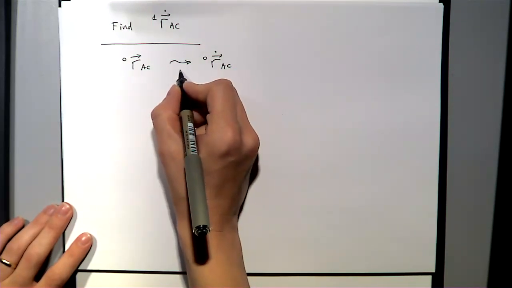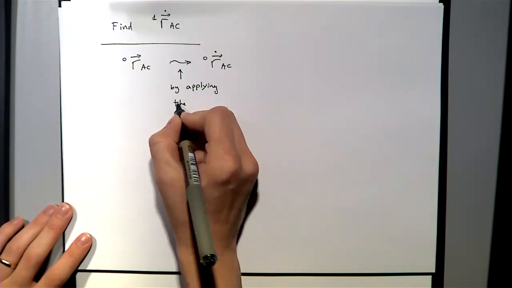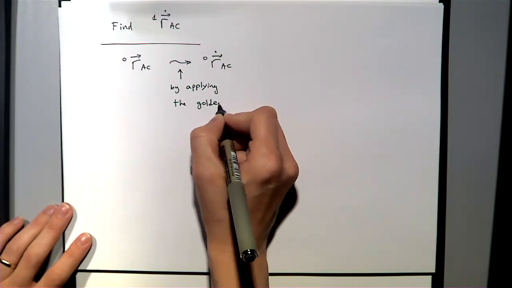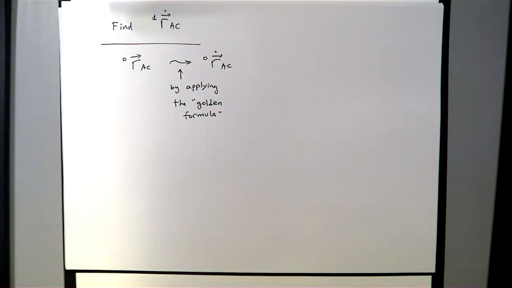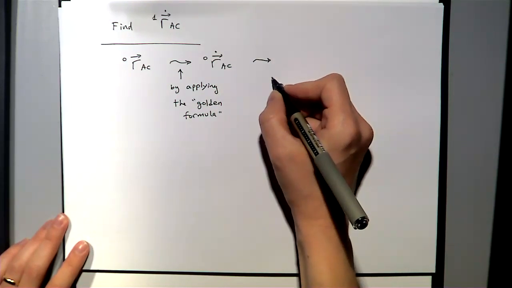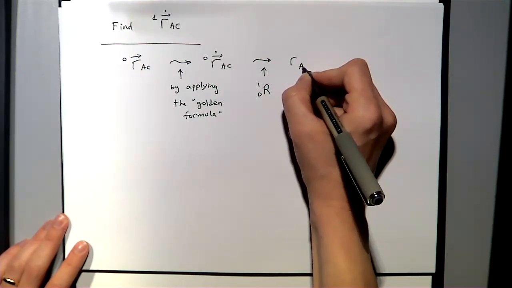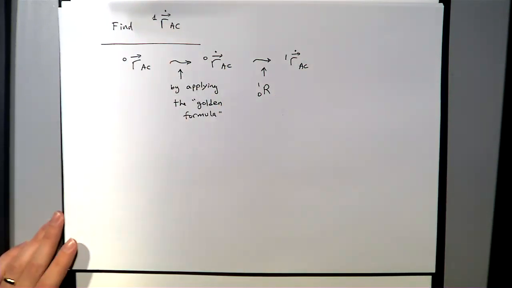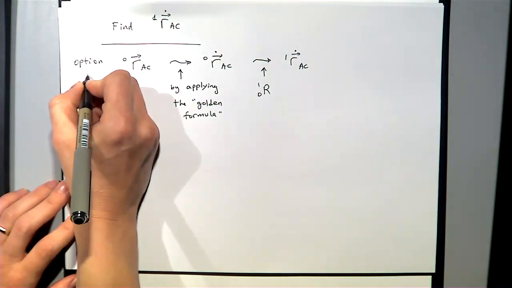I'll write here, by applying the golden formula. But in this case, you will see that it will simplify to just the prime, because omega of frame 0 is 0. So it will be just the component by component derivative. And then you can pre-multiply by the rotation matrix from 0 to 1 to get your RAC dot in frame 1, which is what you're asked. Okay? This is one option. Let's say option A.